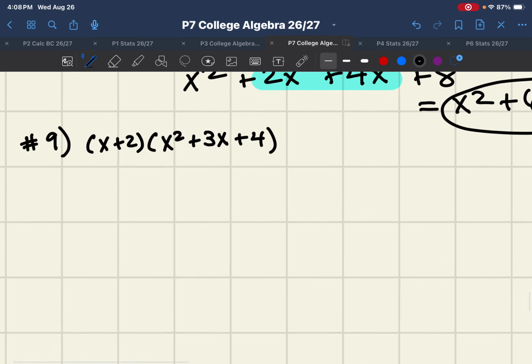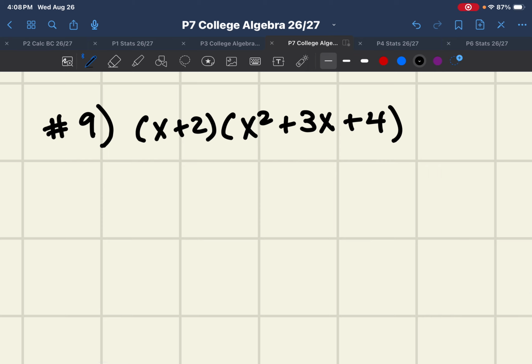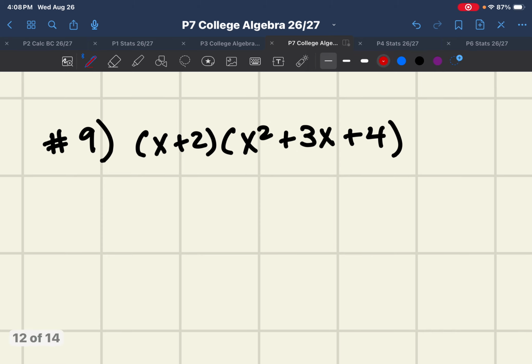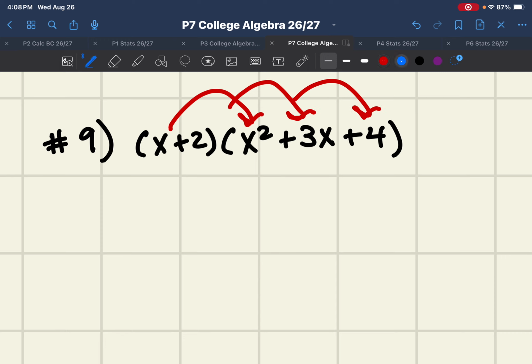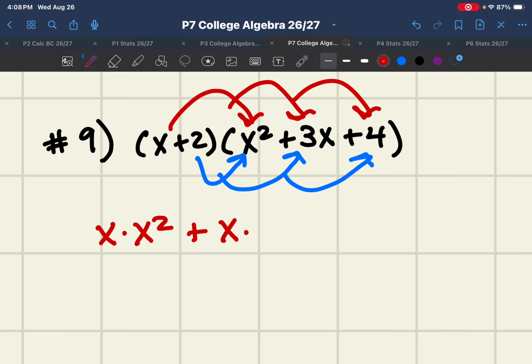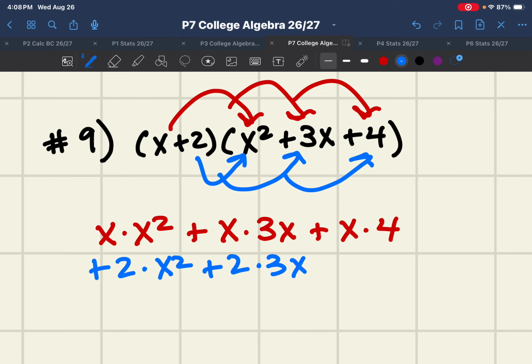Okay, number 9, we're getting a little harder here. So now we have a binomial times a trinomial. So we're still going to distribute that first term in, but we need to make sure it's going to all 3 terms. Then we're going to distribute the 2 inside, making sure it goes to all 3 terms. So we have x times x squared plus x times 3x plus x times 4 plus 2 times x squared plus 2 times 3x plus 2 times 4.